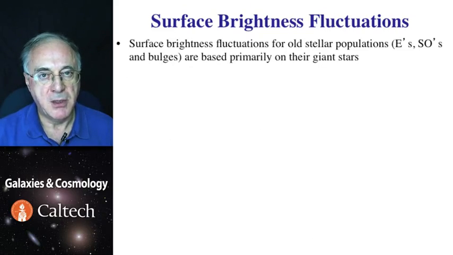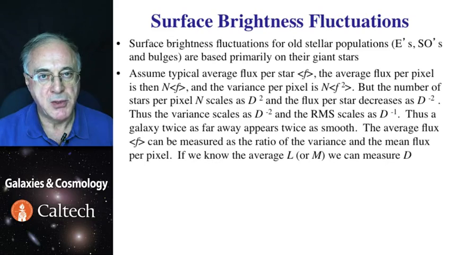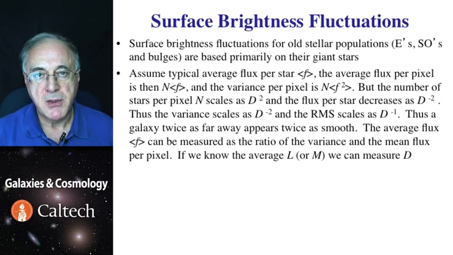The mathematical reason behind this is fairly simple. For elliptical galaxies and bulges, most of the light comes from luminous red giants, and it's the fluctuations in the numbers of those red giants that will determine what's going on here. So if we have, say, stars that contribute most of the light, and their average flux is F, and the number of them in a pixel is n, then the total amount of flux from that pixel will be n times F, and the variance of that will be given by the square root of the number of stars.